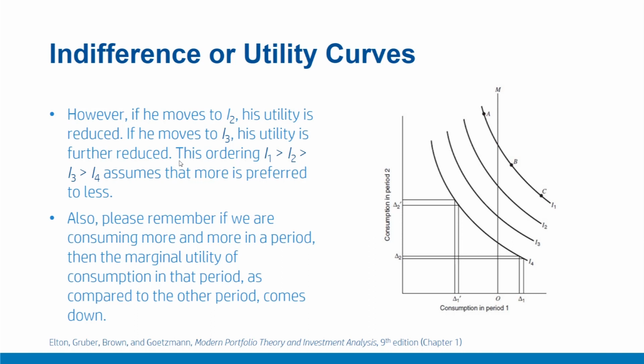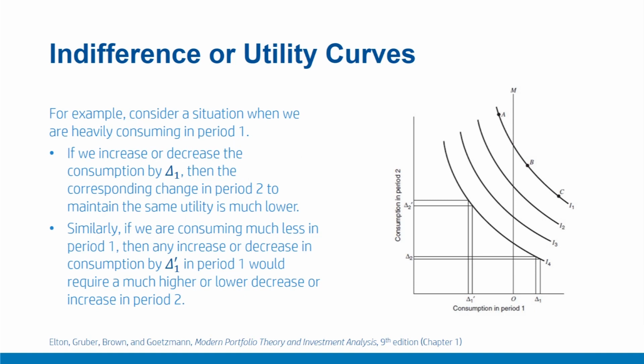However, if he moves to I2, his utility is reduced. If he moves to I3, his utility is further reduced. The ordering, that is I1 greater than I2 greater than I3 greater than I4, assumes that more is preferred to less. Also, please remember, if we are consuming more and more in a period, then the marginal utility of the consumption in that period as compared to the other period comes down.